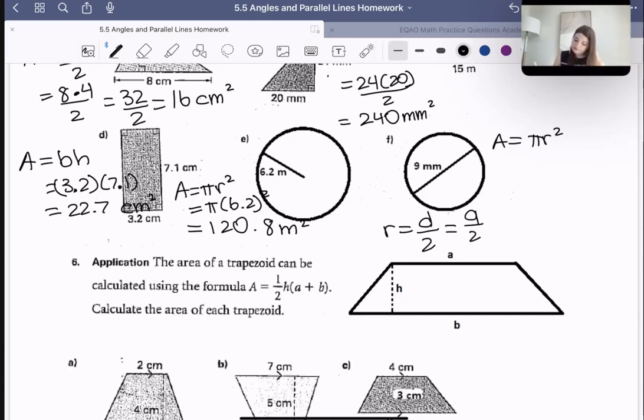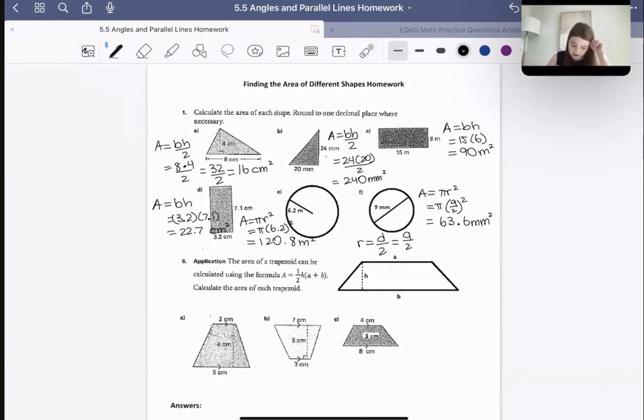4.5. So therefore, area is going to be pi times 9 over 2 squared, or you could write 4.5 squared. Doesn't matter which one you do, because we are going to convert to decimal in a minute anyway. So let's do that. So 4.5 times 4.5 is 20.25. And then times pi, is 63.617. Now I'll round that just to 63.6 because they said to round to one decimal place where necessary. Very good.